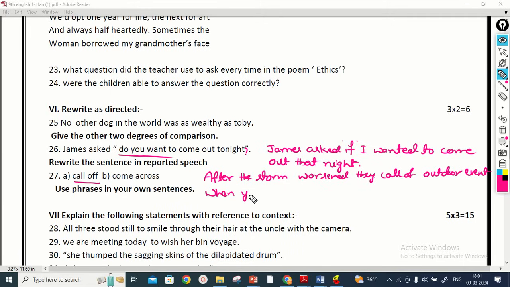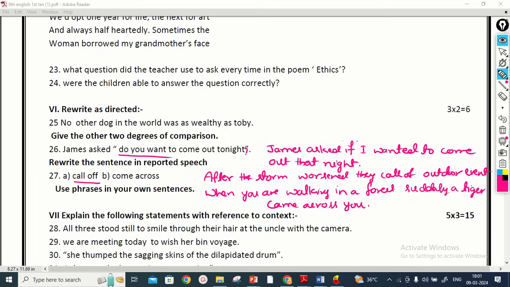When you are walking in a forest, suddenly a tiger came across you. Came across you. You can write this one also.